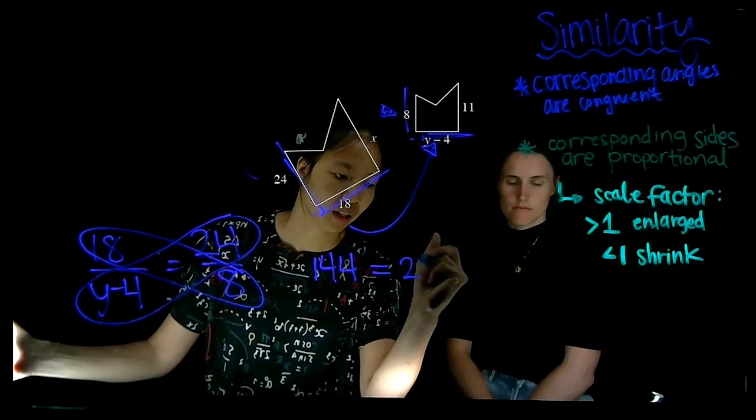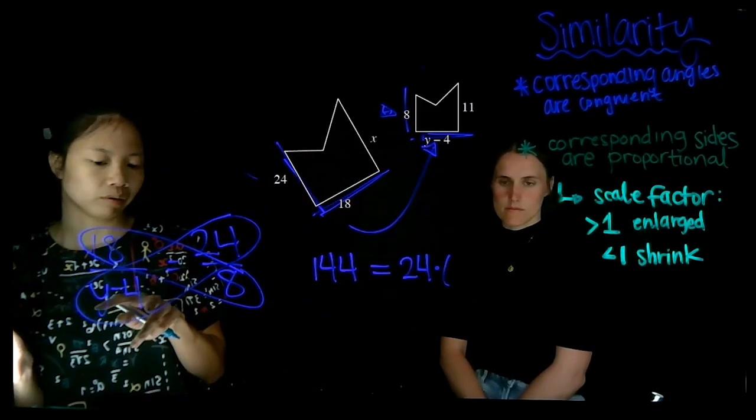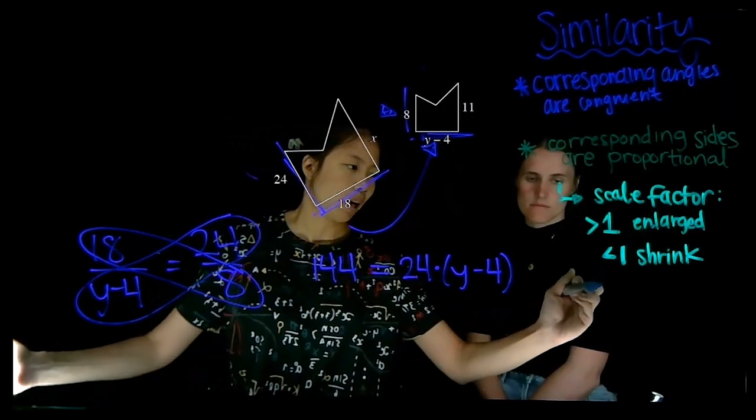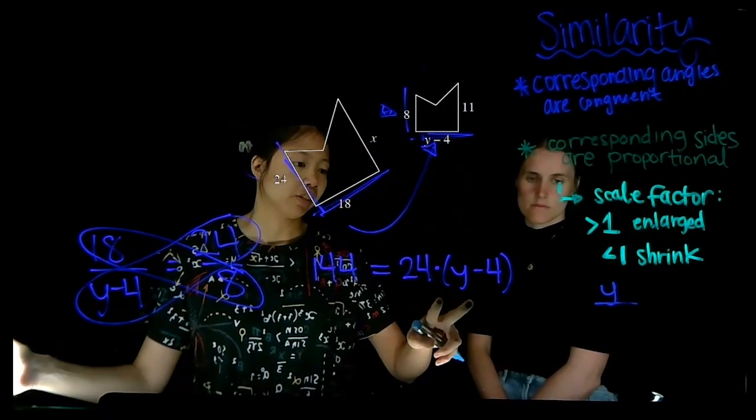So I know 24 is being multiplied by all of y minus 4. All right, from here we want to tell the story of y so we can get y by itself. What is happening with y? There's a couple ways we can go about it.